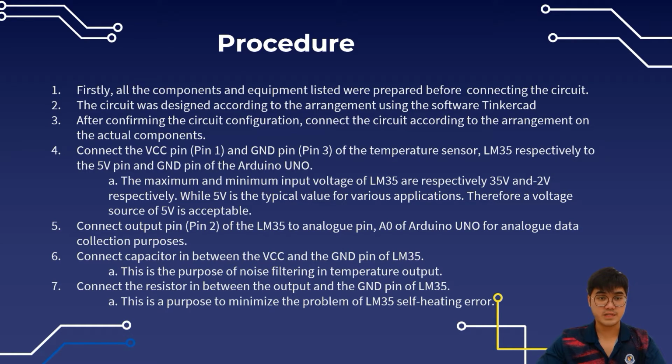Connect the VCC pin, pin 1, and the ground pin, pin 3, of the temperature sensor LM35 respectively to the 5 volt pin and the ground pin of the Arduino Uno. The maximum and the minimum input voltage of the LM35 is 35 volts and negative 2 volts respectively, while 5 volts is the typical value for various applications. Therefore, the voltage source of 5 volts is acceptable. Connect output pin 2 of the LM35 to analog pin A0 of the Arduino Uno for analog data collection.